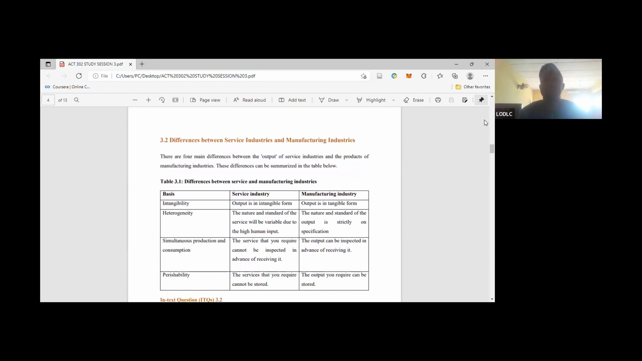So what is the difference between service industry and manufacturing industry? In this case, each of the industries, either service industry or manufacturing industry, has what is referred to as outputs.